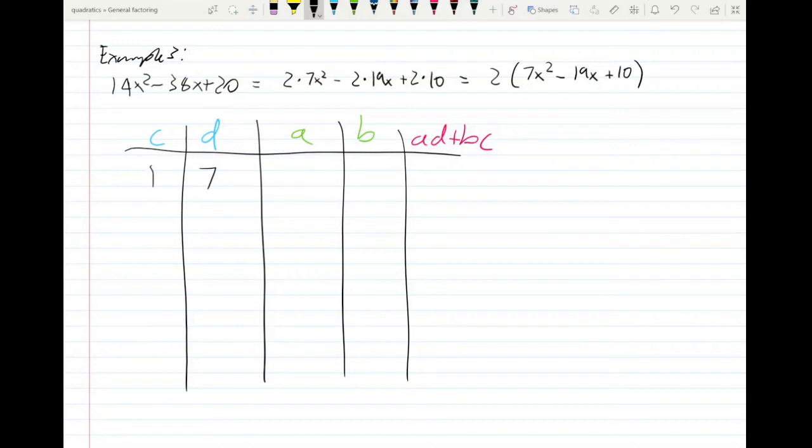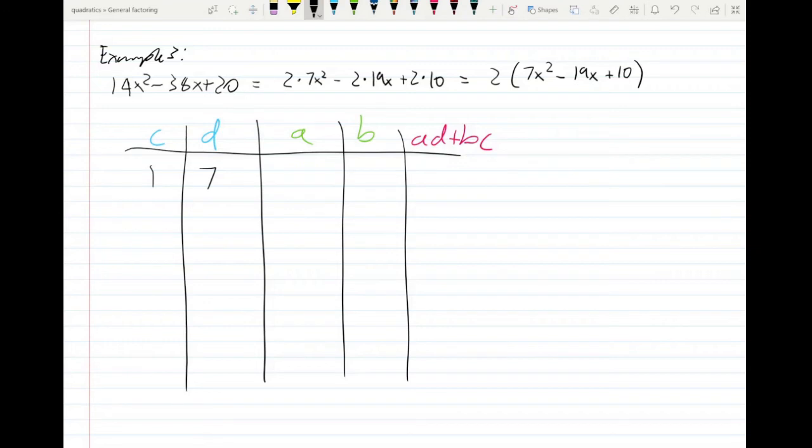We also see that AD plus BC should be a negative number, but A and B should multiply to be positive. This means that both A and B should be negative. Otherwise, we can't add them to get a negative number, but we also can't multiply them to get a positive number.